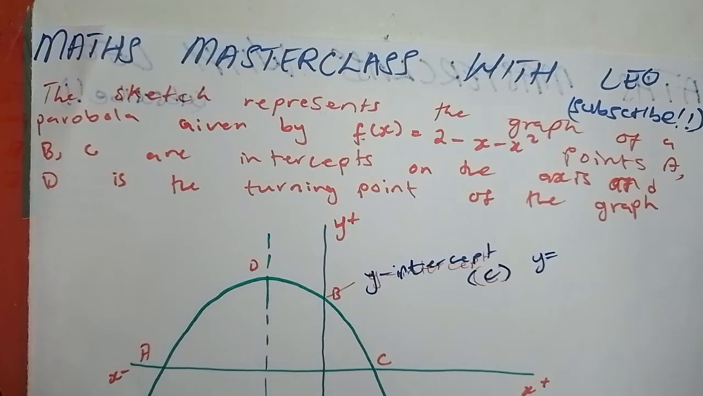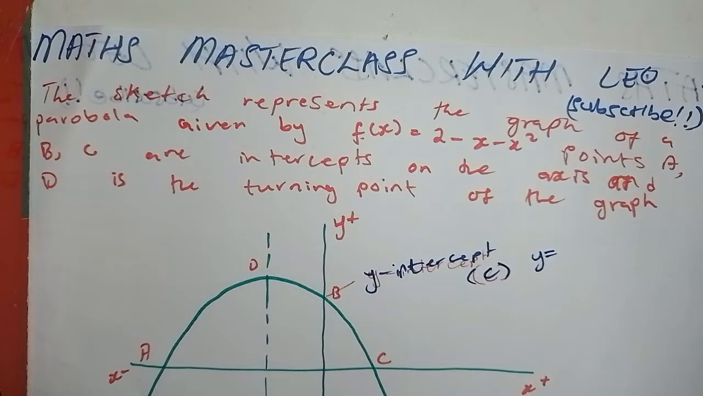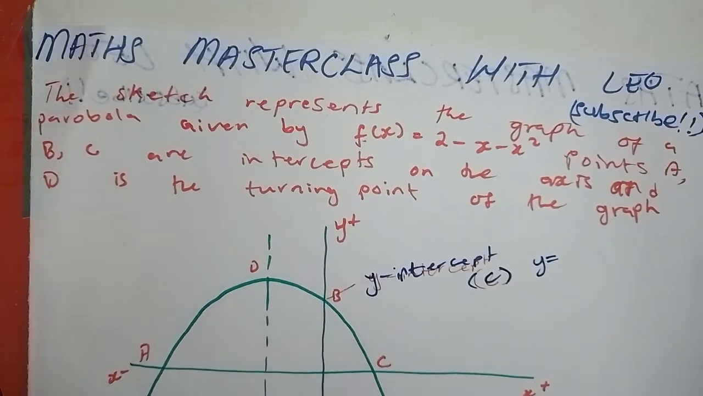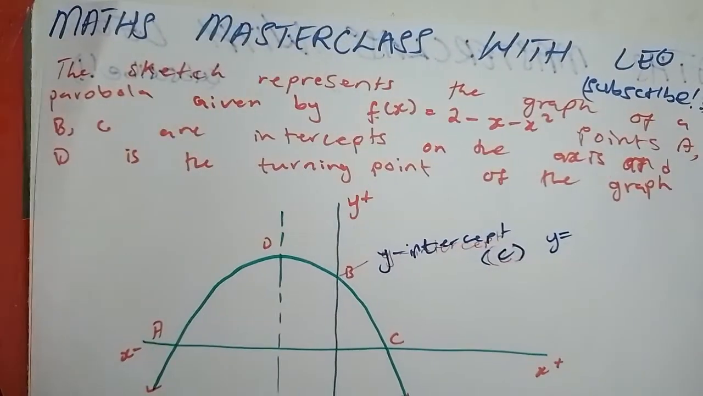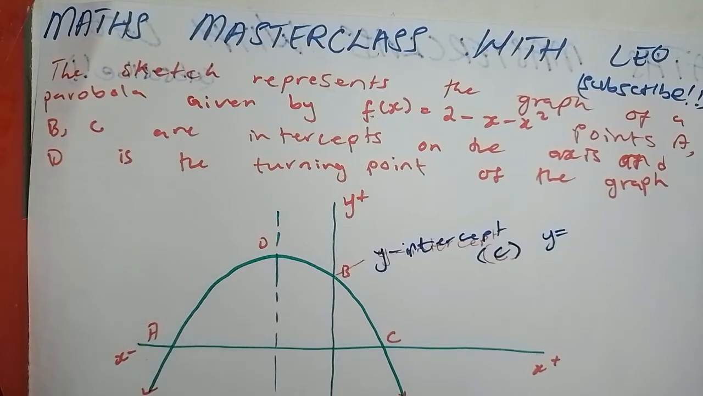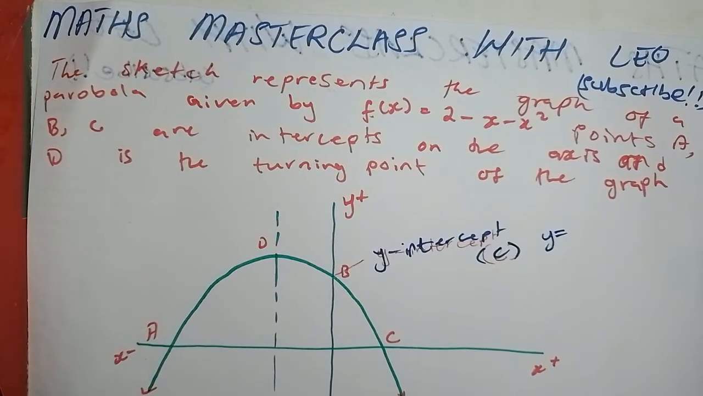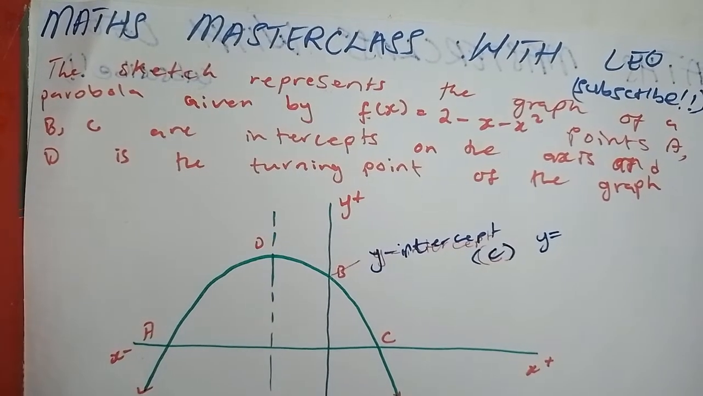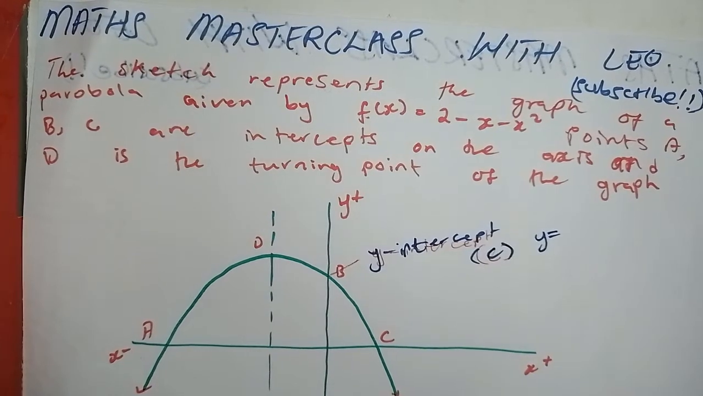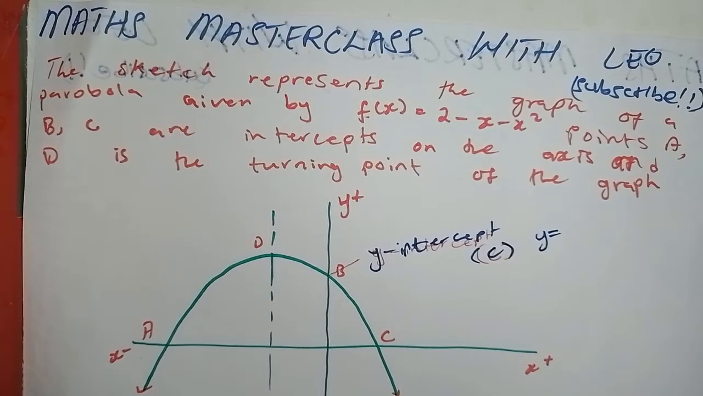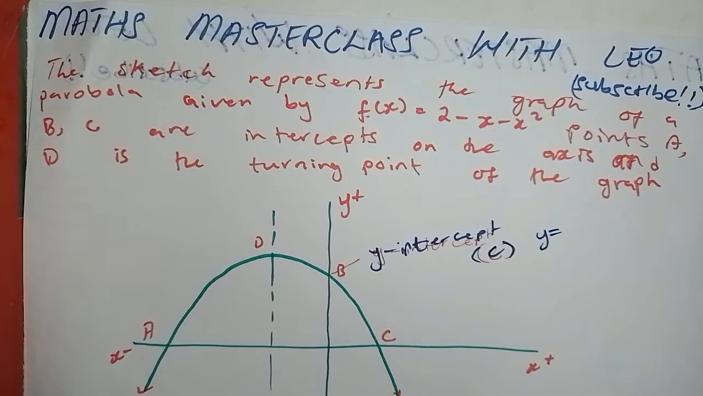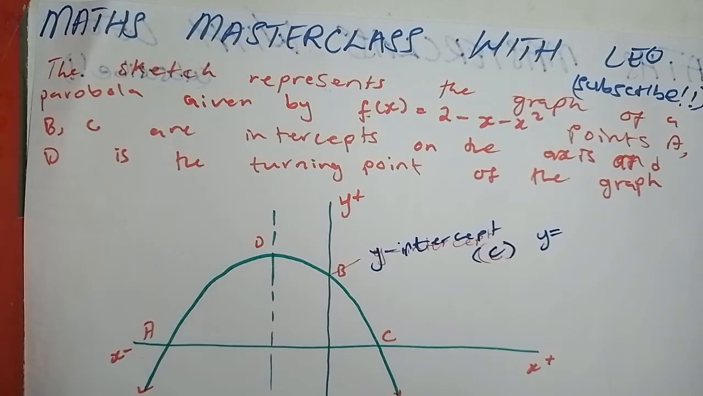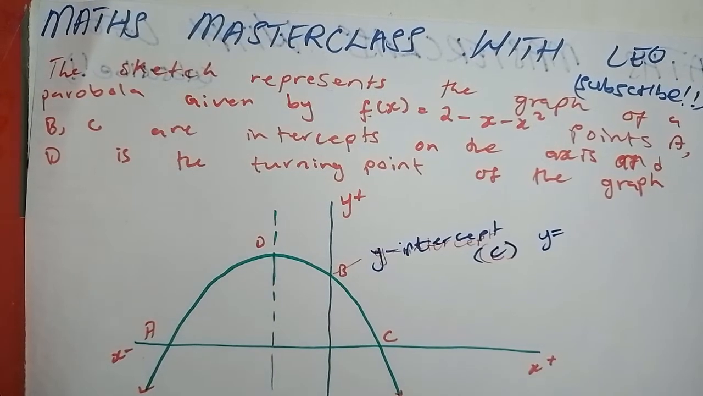Now today I've prepared a question from one of my study guides. We are given this statement. They say the sketch represents the graph of a parabola given by f(x) = 2 minus x squared. Points A, B, and C are intercepts on the axis, and D is the turning point of the graph.